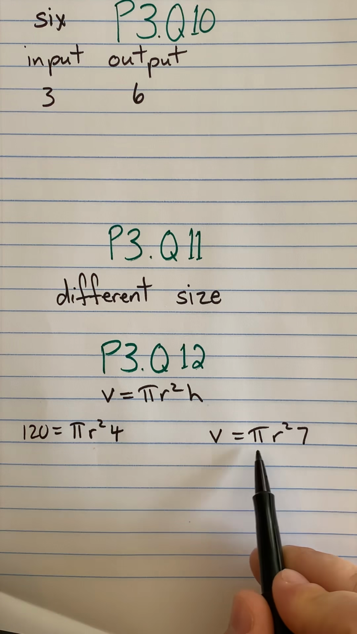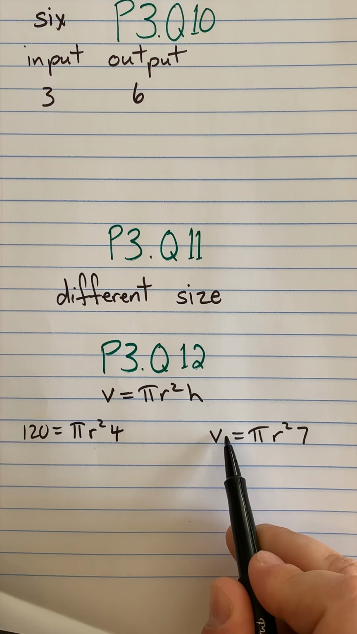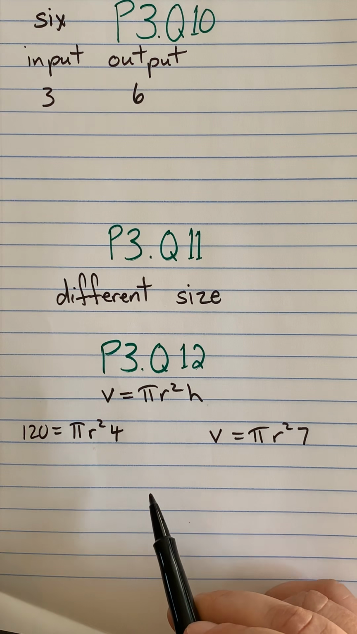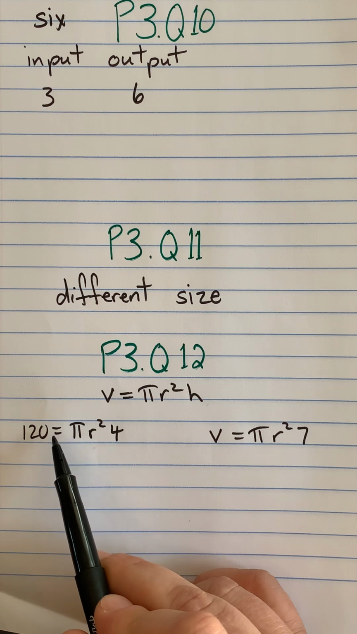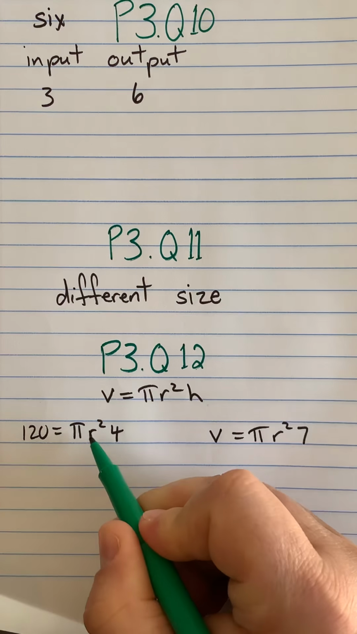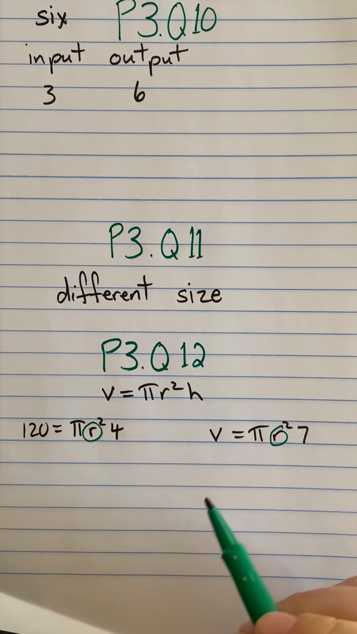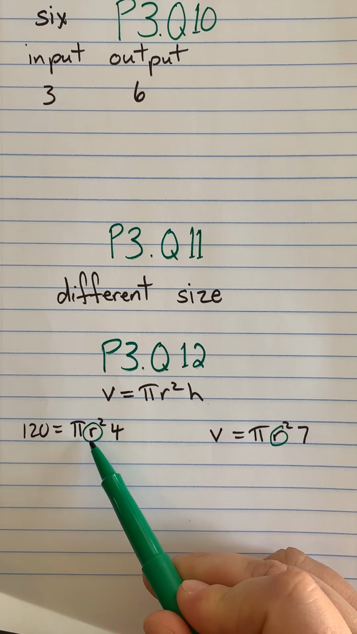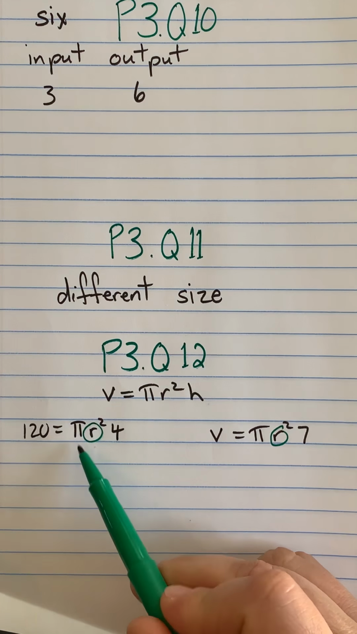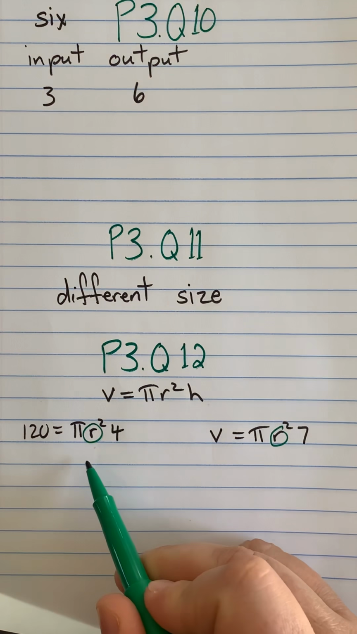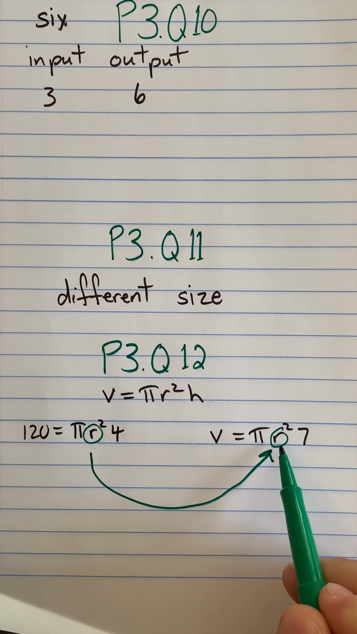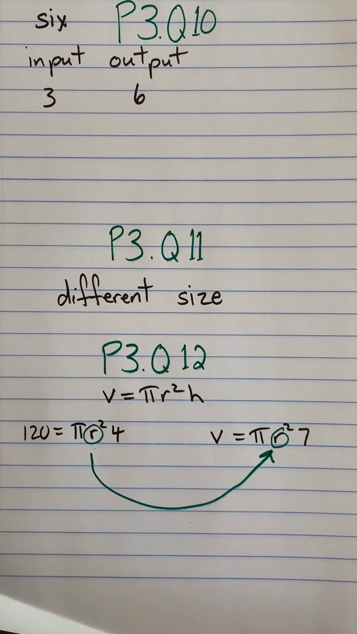So the problem with this second one is there's 2 variables, so we can't solve that. All right. We can't solve that. So we need another piece of information. But what they did tell you is the base of this cylinder and this cylinder are the same, which means that r is the same. So if you solve this for r, in other words, divide by pi on both sides, divide by 4 on both sides, and then take the square root to get r, then whatever r is, you can put in over here and multiply pi times r squared times 7 to get the volume of the second cylinder.